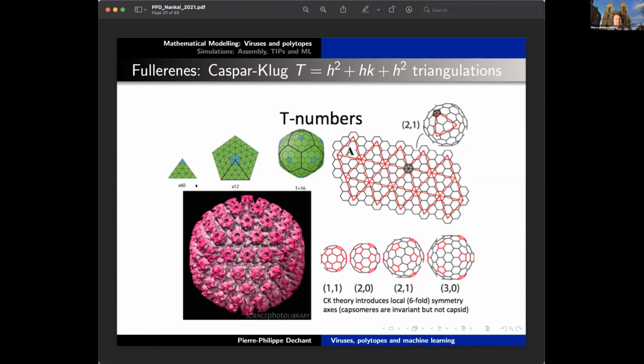So I've hinted at fullerenes earlier, so this idea of Caspar-Klug triangulations carries over exactly more or less to fullerenes. So you get these cages.